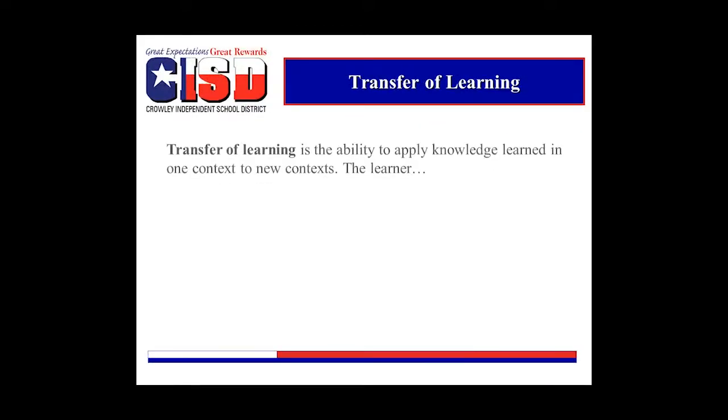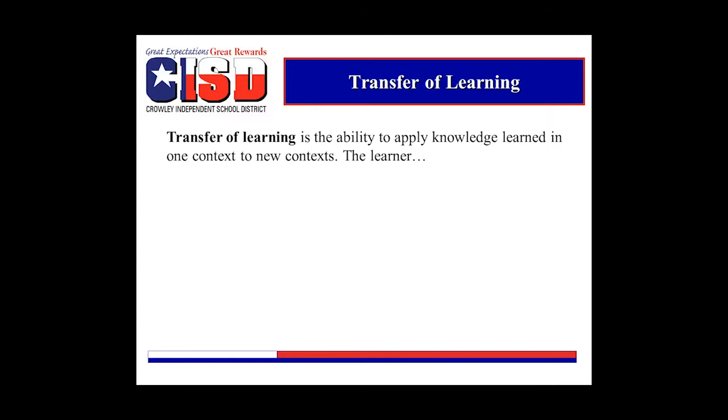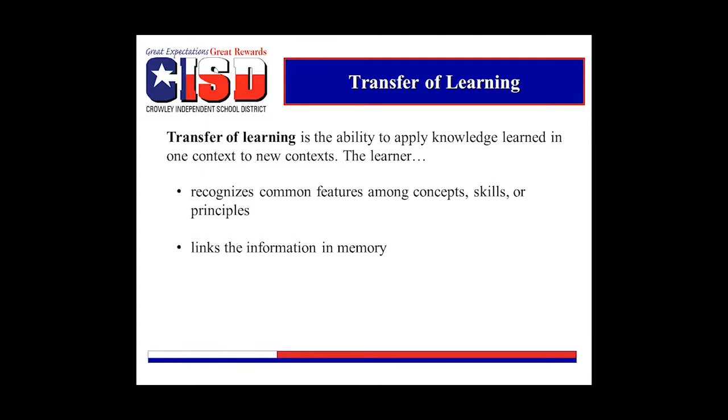Transfer of learning is the ability to apply knowledge learned in one context to a new context. Transferring learning means the learner recognizes common features among concepts, skills, or principles, and links the information to memory. This is when students say, "Oh, I know when to use that." And the learner sees the value of utilizing what was learned in one situation in another. This is when students can show their learning not only when a sample looks like what the teacher gave, but also when it does not.